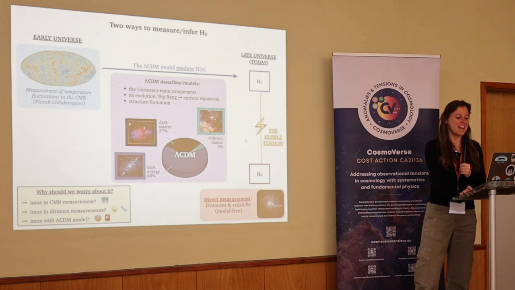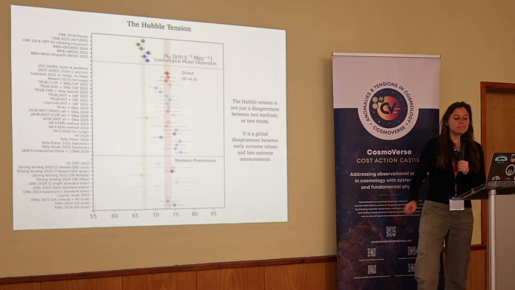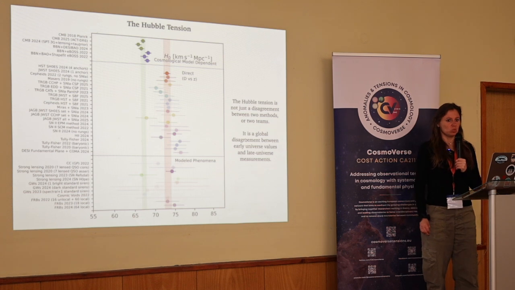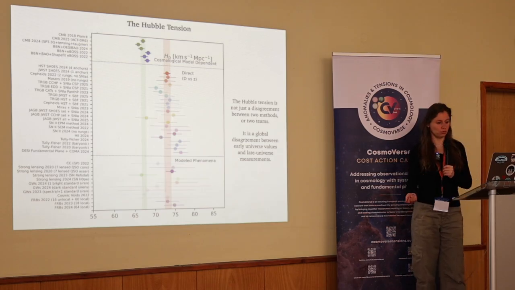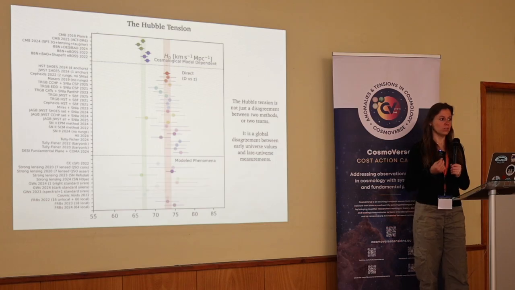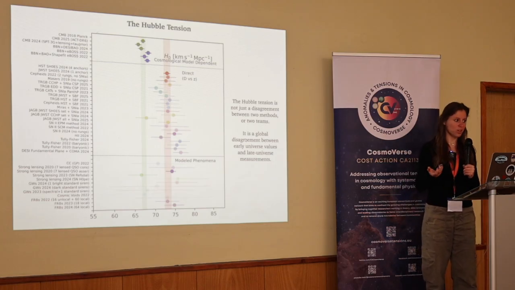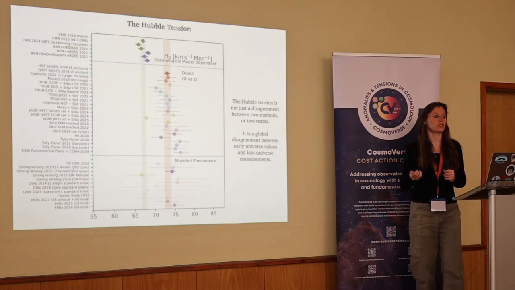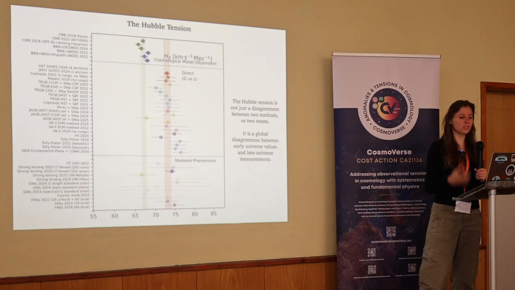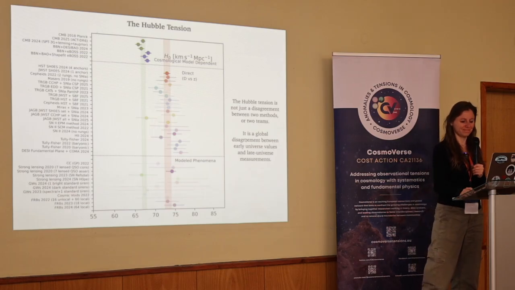All right, so I've talked about two specific methods, but the Hubble tension is not just a disagreement between two methods or two teams. It's not just Planck versus SH0ES. It's really a global disagreement that seems to be confirmed between early universe values versus late universe measurements. So that's something to keep in mind.